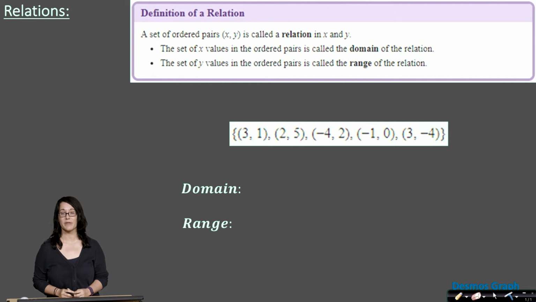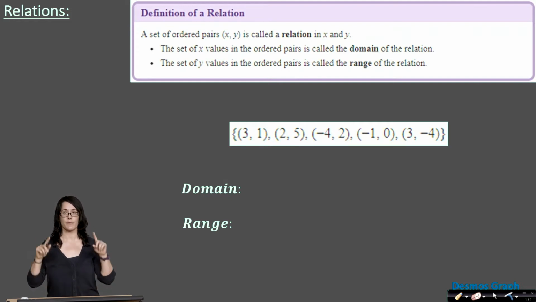So recall that to be a relation, we're just talking about a point, x y, or a group of points of the form x y, where your x values are mapped to your y values and vice versa. We say that the x values are known as your domain, your inputs, and your y values are known as your range, or your outputs.